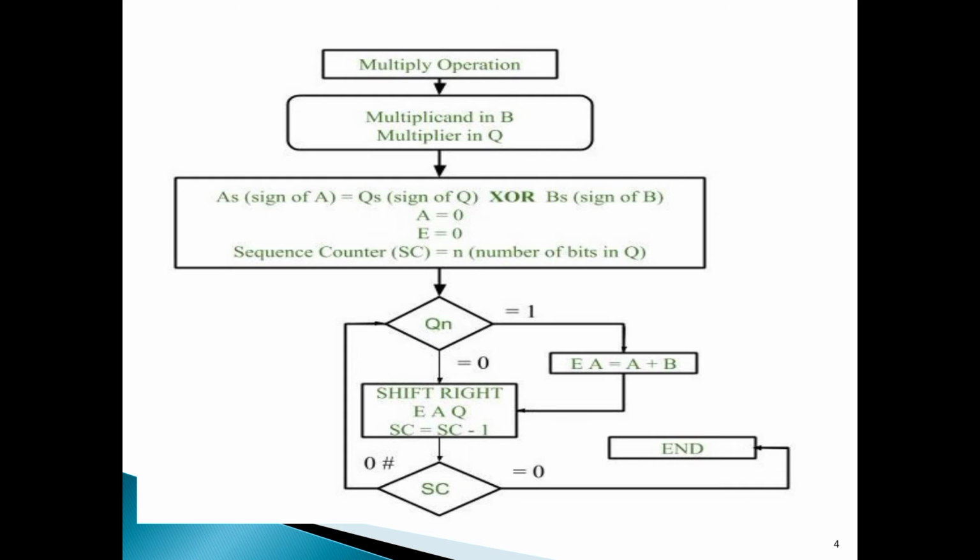the next one is AS, the sign of the A register, and QS, the sign of the Q register, and we perform the exclusive OR operation between Q and B, and the result is stored in the A register. So what is the purpose of the A register? After performing this multiplication operation, it stores the result.